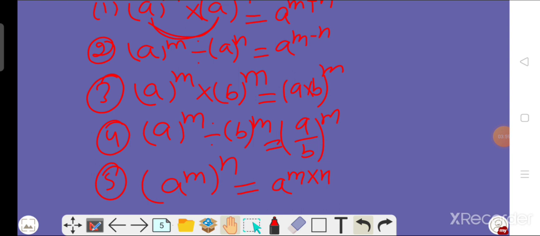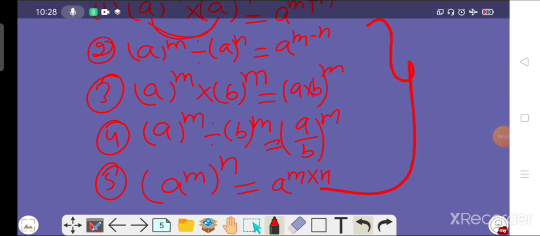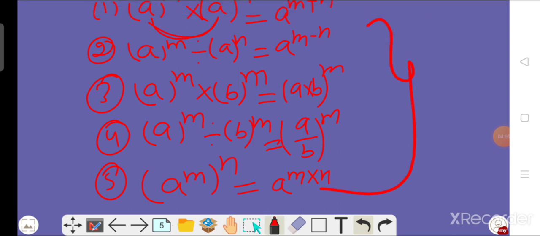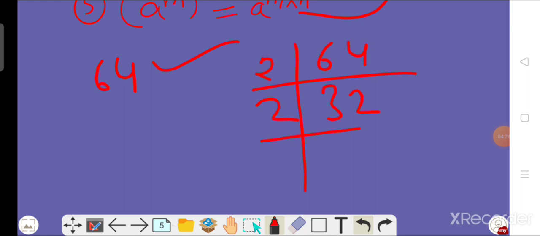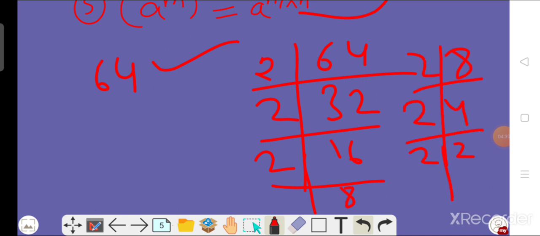Okay, to solve this exercise 2.1 we have to use all these properties. So we will take some examples of exercise 2.1. Represent 64 as the exponential term. To represent a given number into exponential form, firstly we have to factorize the number. This will become 32, this will become 16, this will become 8, and again 8 will become 4, and this will become 2, and this will become 1.